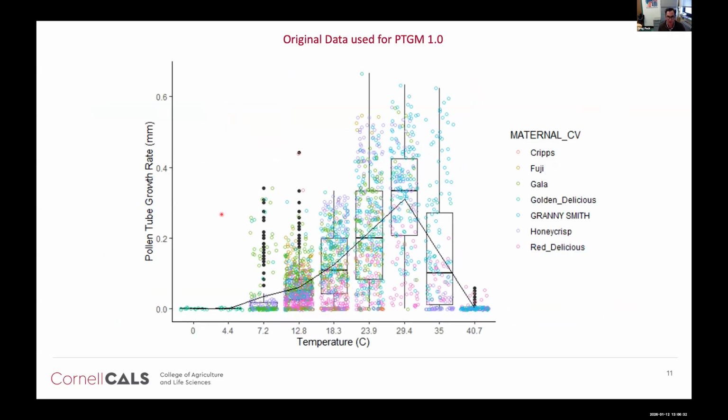This is what all the data look like together. If we just lumped all the varieties on top of each other, you can see what a scattering of growth rates there are at each of the temperatures.